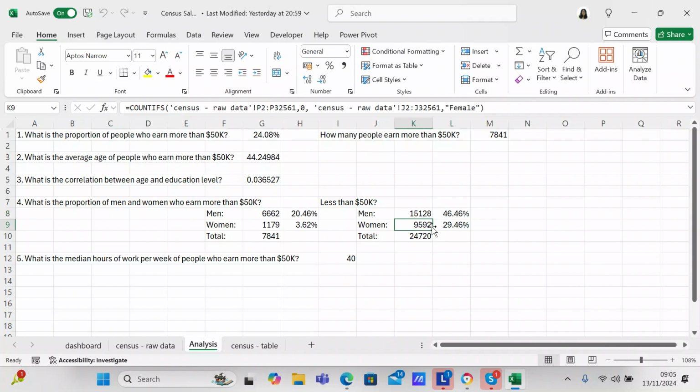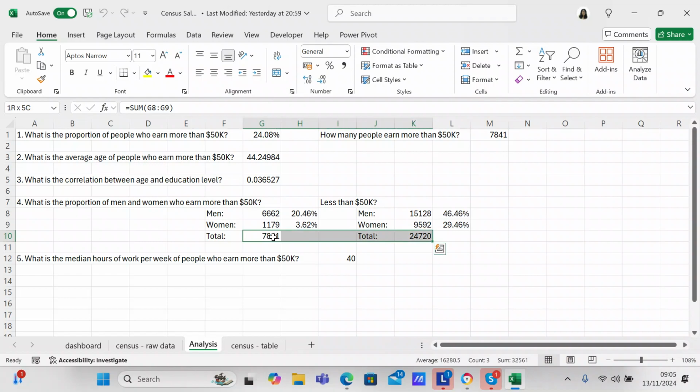46.46%. And then for women, it's exactly the same, except you put a salary of 0 instead of 1, and it's 29.46. And then you've got the totals as well. So if you total these, you see 32561, so that's correct.